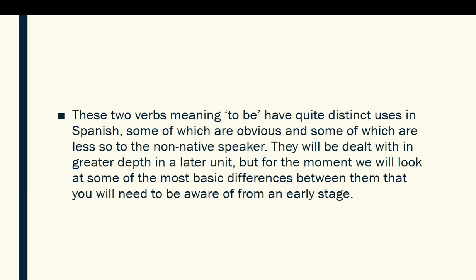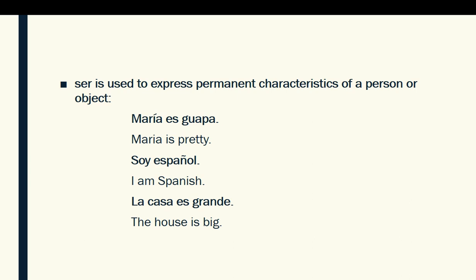They will be dealt with in greater depth in a later unit, but for the moment, we will look at some of the most basic differences between them that you will need to be aware of from an early stage. So here's a sample sentence. Ser is used to express permanent characteristics of a person or object. So remember, the verb ser is permanent.